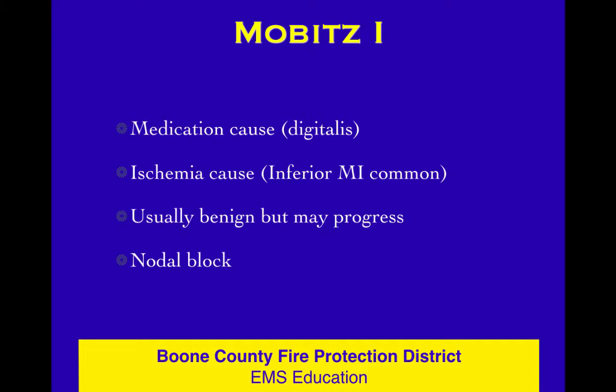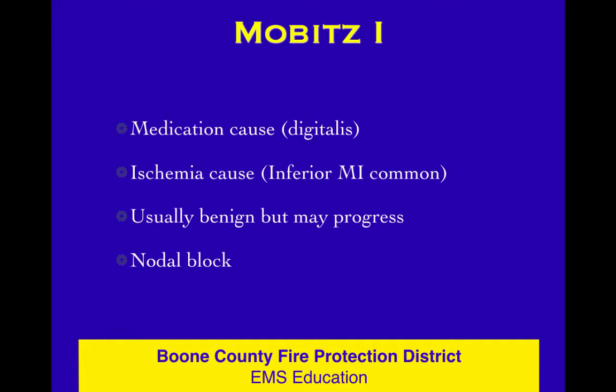So Mobitz 1, what causes that? It could be meds. DIG again is a common cause. Could be an inferior MI for the very same reasons. It's a nodal block. It's in the AV node. Where does the blood supply come from for the AV node? The right coronary. What wall does the right coronary feed? The inferior wall. So inferior MIs, inferior STEMIs, may also have AV block issues, conduction defects in the AV node.